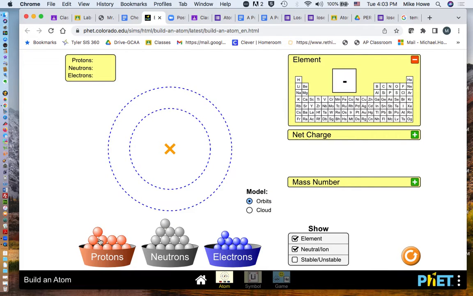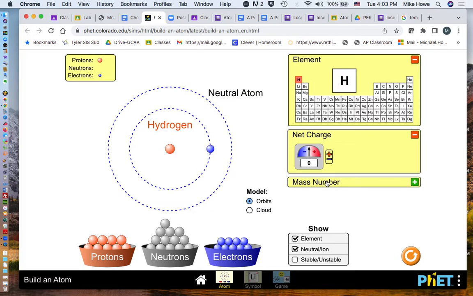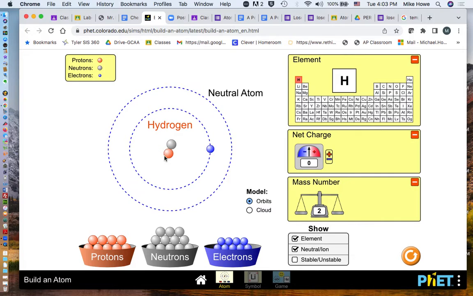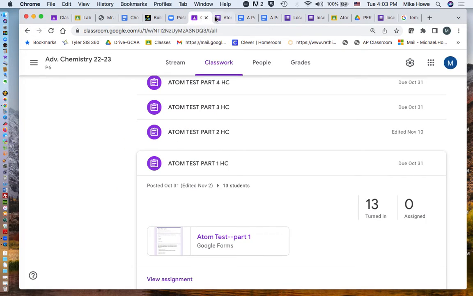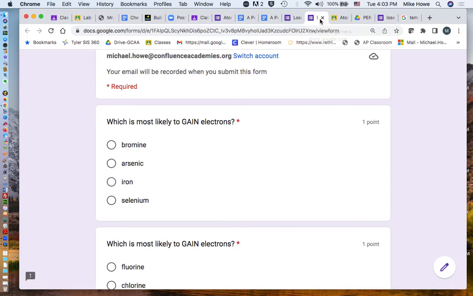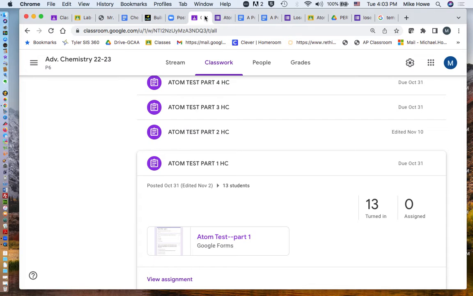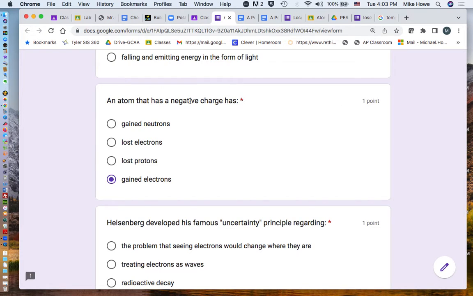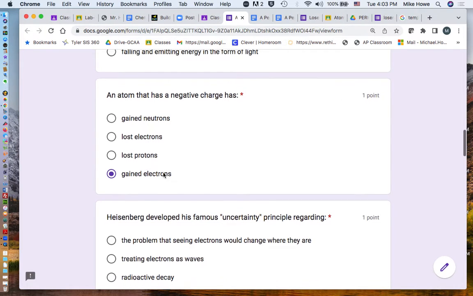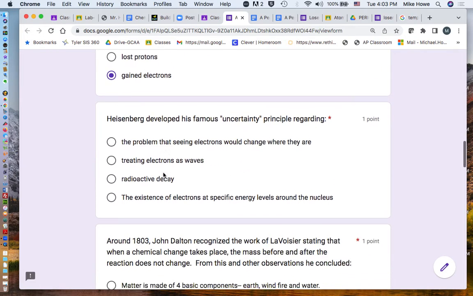So I build this atom, put a proton in, I put an electron in, and you notice that the charge is neutral. The mass is 1. If I add a neutron, it makes a mass 2. So if I add an electron, then the charge becomes negative. So adding an electron causes it to become negative. I've got to find where I was now. There we are. So an atom that has a negative charge gained an electron.